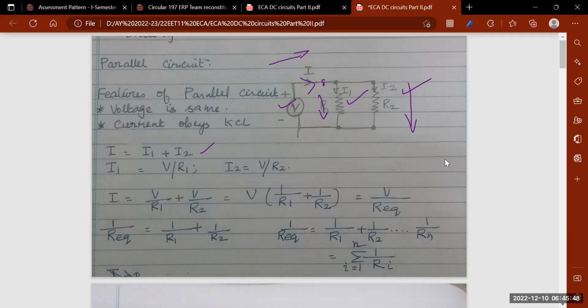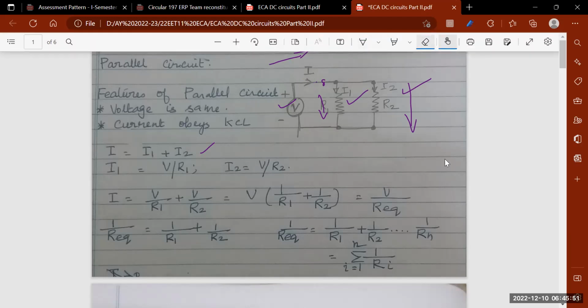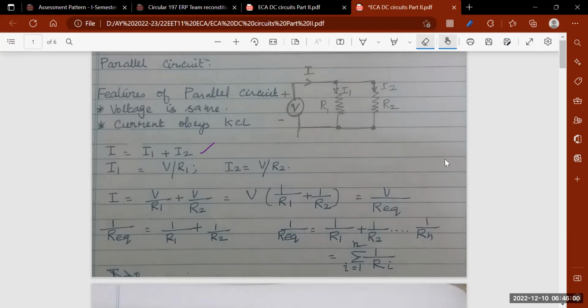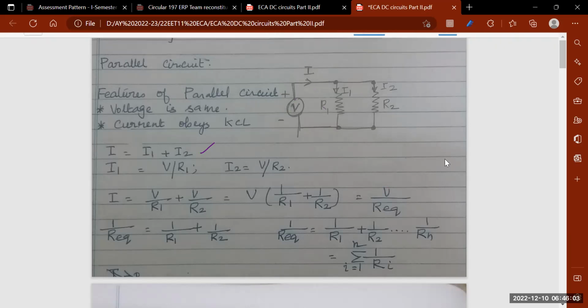Now, what is my I1? I1 is the voltage divided by the resistance. So for this R1, the voltage is equal to V, so I1 is V by R1. And what is my I2? I2 is V by R2. If I write the summation, I is equal to V by R1 plus V by R2. Take V outside: V multiplied by 1 by R1 plus 1 by R2. And this I can write as V by R equivalent, where 1 by R equivalent is given by 1 by R1 plus 1 by R2.